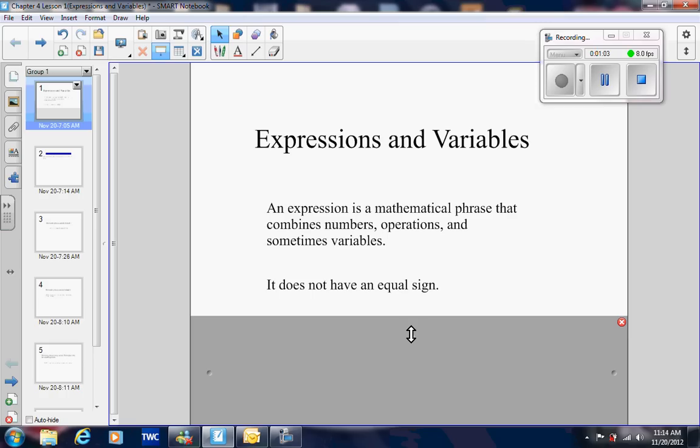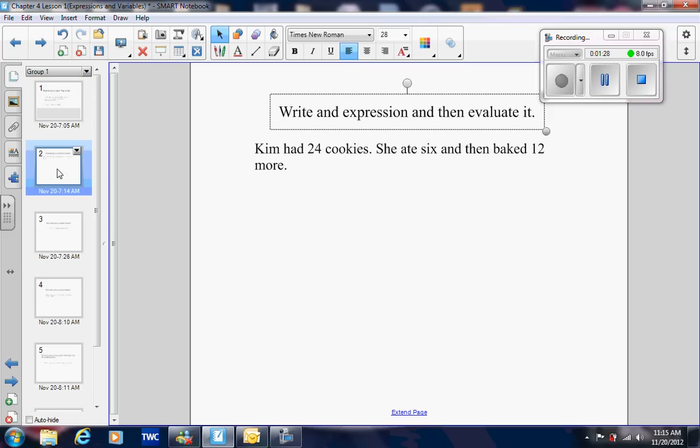Biggest thing about expressions: an expression is something that does not have an equal sign. If it does have an equal sign, then it'll be something totally different that we'll talk about later in future lessons, called an equation. So if there are numbers and there are operations without an equal sign, then you know that's an expression. Alright, so let's start handling some of these expressions.